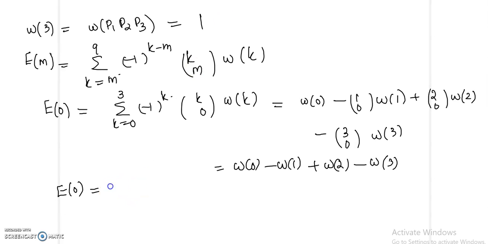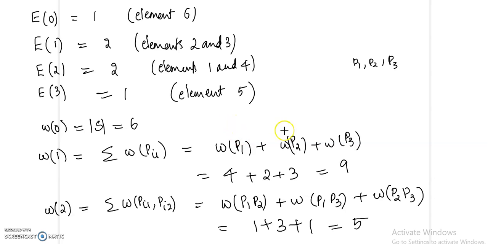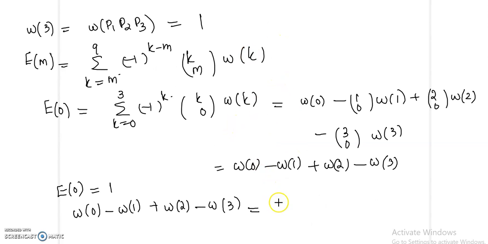So E of 0 is actually 1, and when you take omega of 0 minus omega of 1 plus omega of 2 minus omega of 3, that will be equal to 1. So the first result is verified. So E of 0 is 1. Similarly, when we take the summation, we get 1 only.